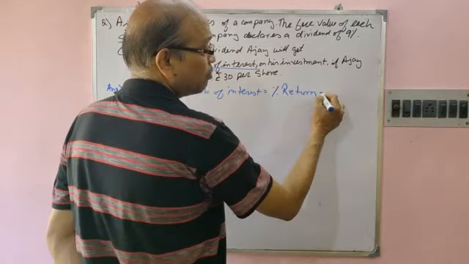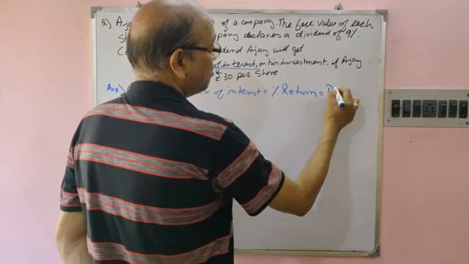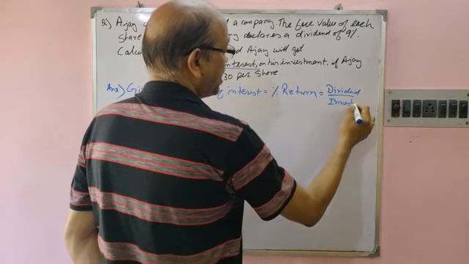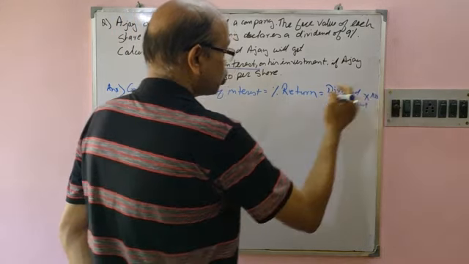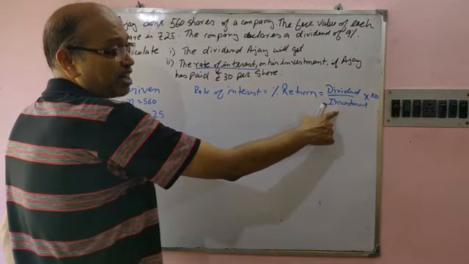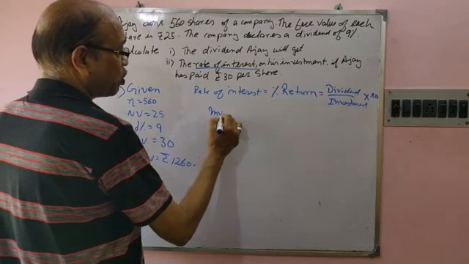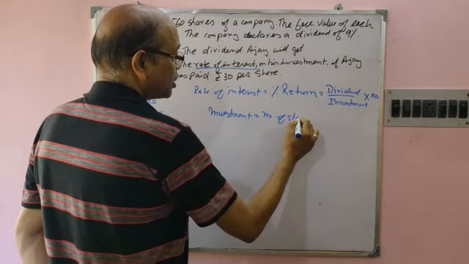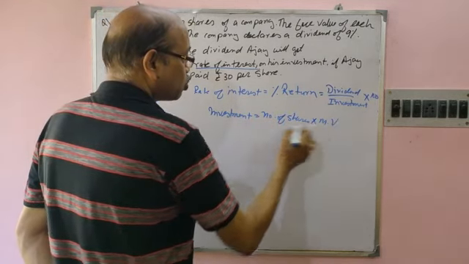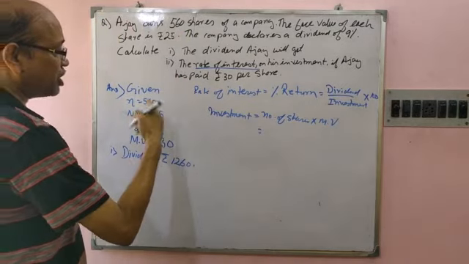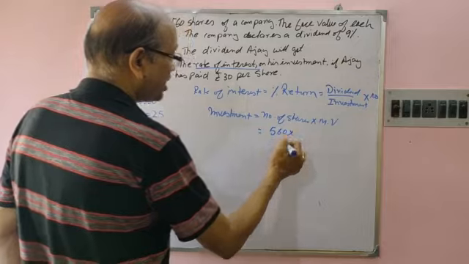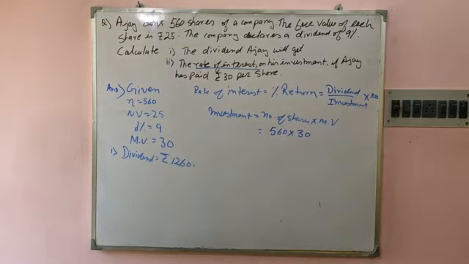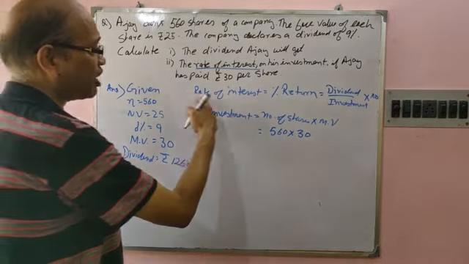And how do we find percentage return? It is dividend by investment into 100. So I know the dividend. Do we know the investment? No. So first you have to find the investment. What is investment? Number of shares into market value. The number of shares is 560, and market value is 30. Clear?